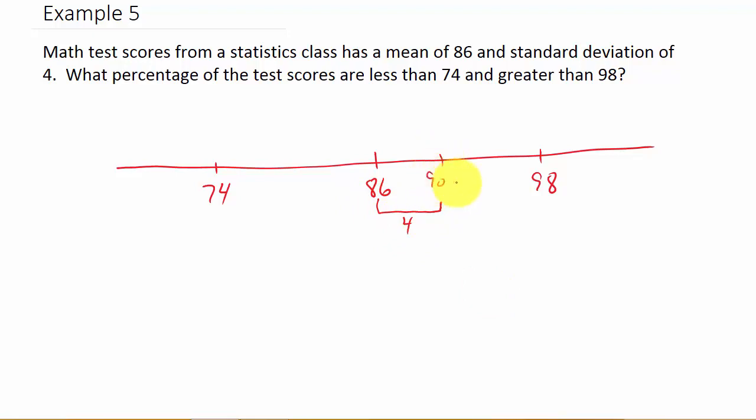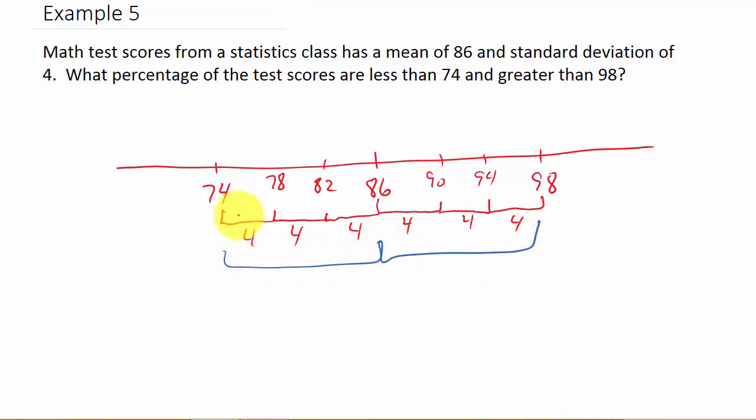That gets me to 90. Add 4 again. That gets me to 94. And add 4 again. That gets me to 98. And then same thing on this side. Subtract 4. That gets me to 82. Subtract 4 again. That gets me to 78. Subtract 4 again. That gets me to 74. So what are we here? This is 1, 2, 3 standard deviations about the mean. That's 3 standard deviations about the mean.